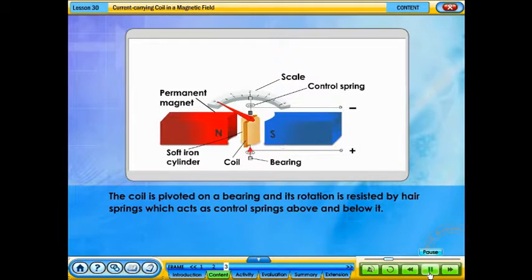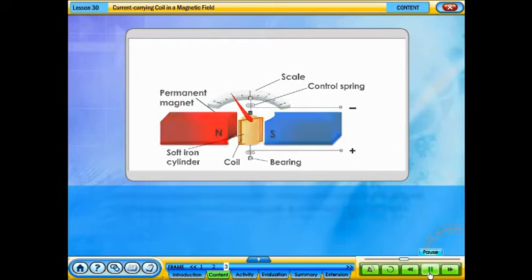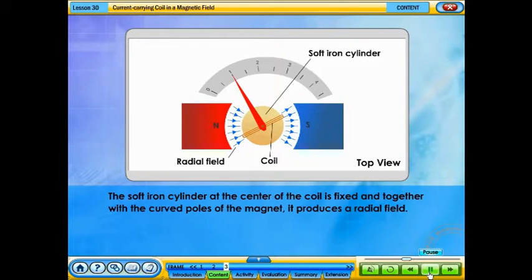The coil is pivoted on a bearing, and its rotation is resisted by hair springs, which act as control springs above and below it. Current enters and leaves the coil via the two control springs. The soft iron cylinder at the center of the coil is fixed, and together with the curved poles of the magnet, it produces a radial field.